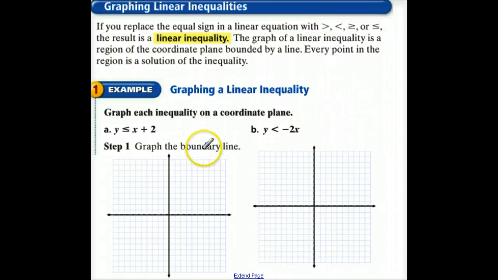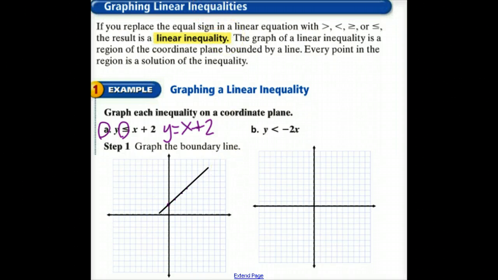All right, so in example 1, A, when you see an inequality, y is less than or equal to x plus 2, you're going to graph the boundary line. This is the boundary line for all solutions have to be either greater or less than our line. When you do it, you want to pretend it's an equation. I'm going to make this inequality symbol an equal sign for right now. We know how to graph y equals x plus 2. I go to my y-intercept of 2. My slope is 1. I plot all my points. And I make my line.